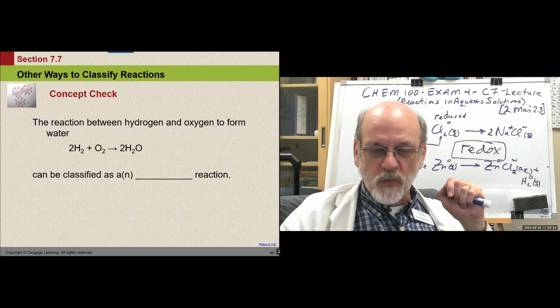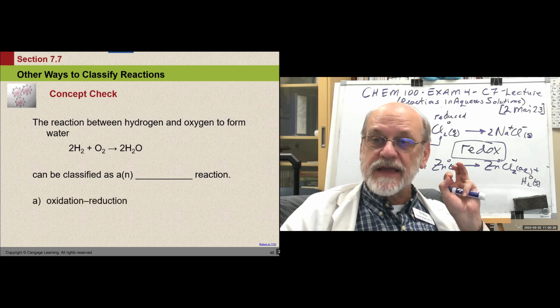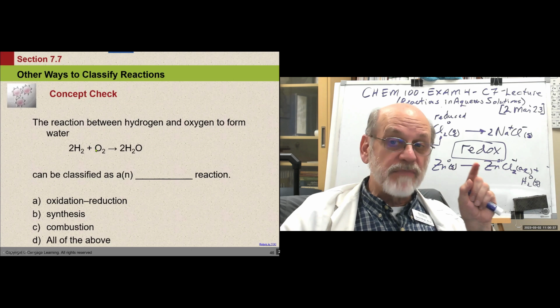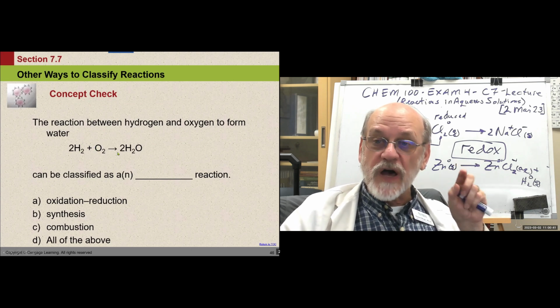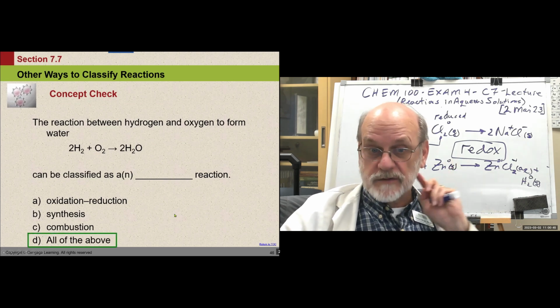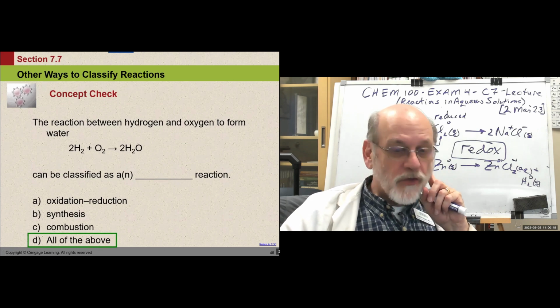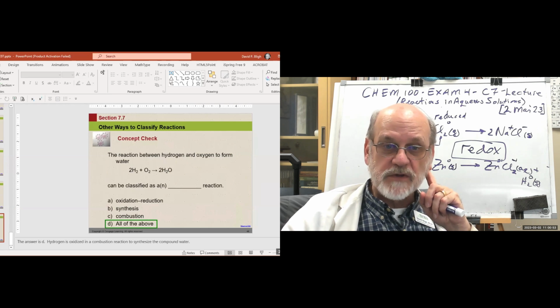So we're forming water. What type of reaction is this? Classified as a synthesis reaction. It's also a combustion. Oxygen's involved. And it's also oxidation reduction because we're transferring electrons to make the compound. So all of the above, all three are characteristic for this reaction.